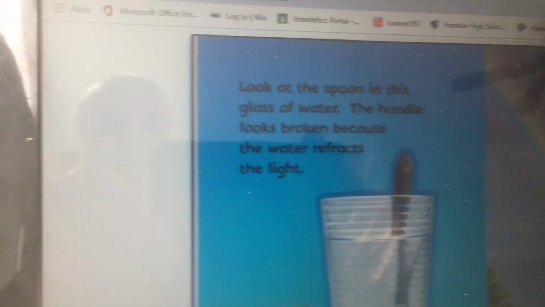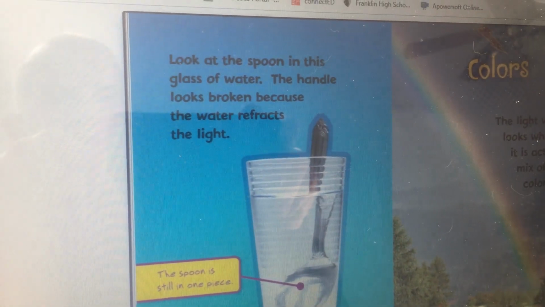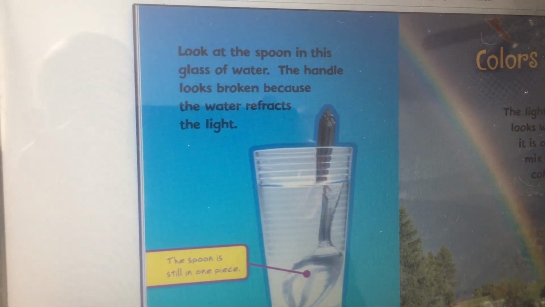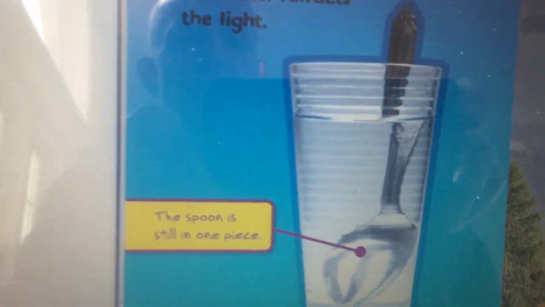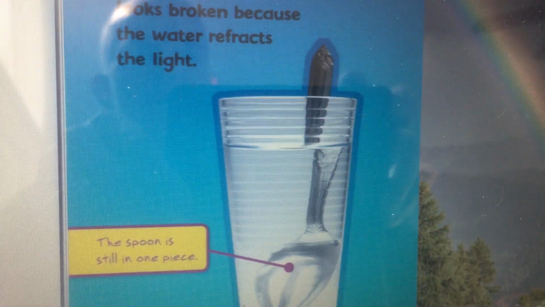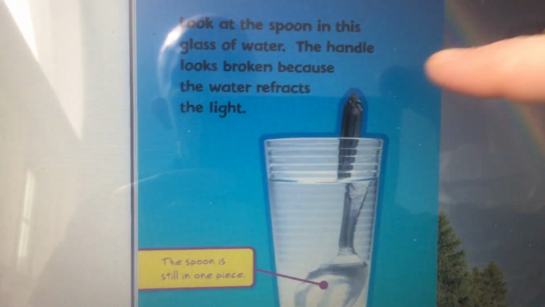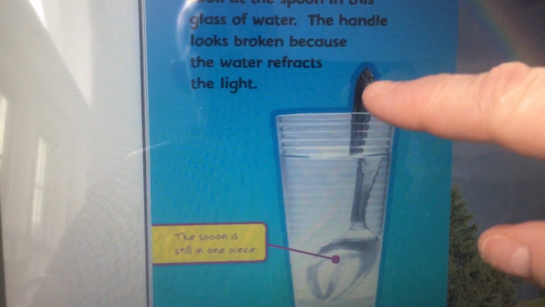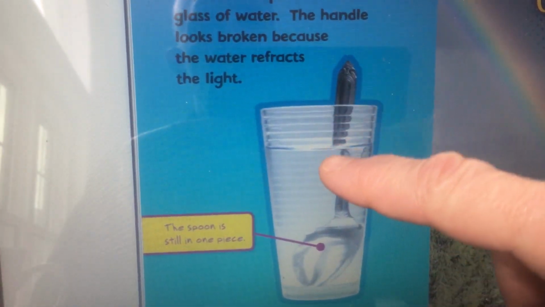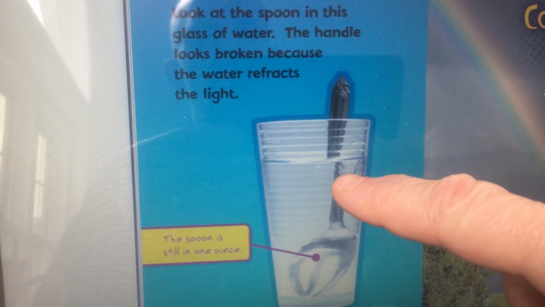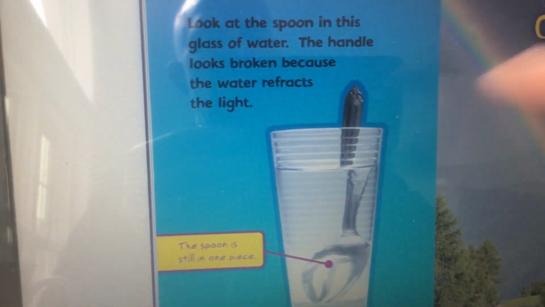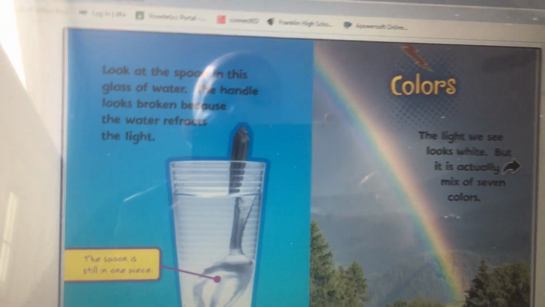Here's a cool experiment that you could probably do at home. It says, look at the spoon in this glass of water. The handle looks broken because the water refracts the light. The caption says, can you read it? The spoon is still in one piece, right? You can see the part out of the water of the spoon, that's where the spoon really is. So we know the spoon actually has to be right underneath the part that's sticking out, but the water refracts the light and makes it look like it's over here to the side, but it's really over a little bit to the left. If you get a chance, try that at home. It's a pretty cool idea.